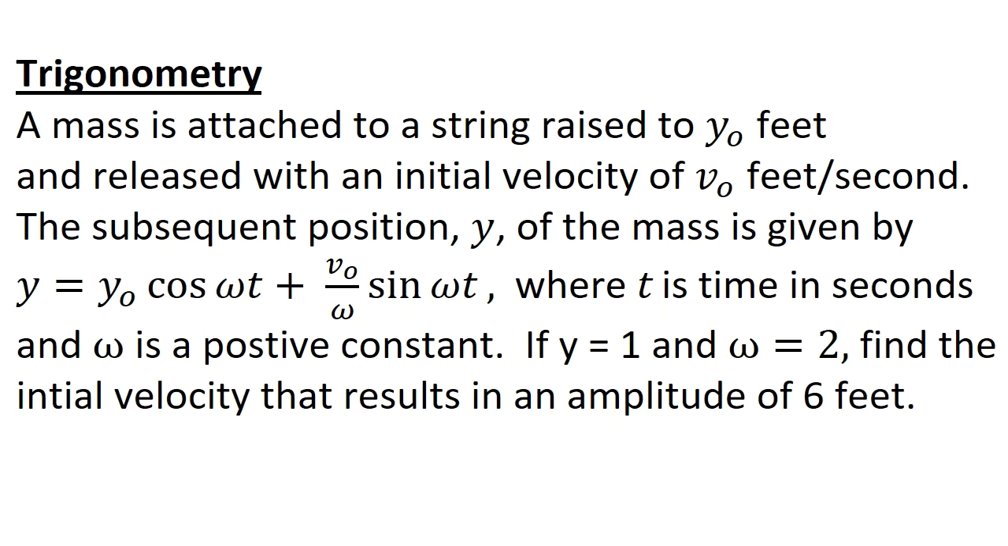A mass is attached to a string, raised up y0 feet, and then let go with an initial velocity of v0 feet per second. The position y of the mass is given by the equation there, a sum of cosine and sine functions, where t is time in seconds and omega is a positive constant. So now we're going to get specific. If y0 is 1 and omega is 2, find the initial velocity that results in an amplitude of 6 feet. Solution coming right up.